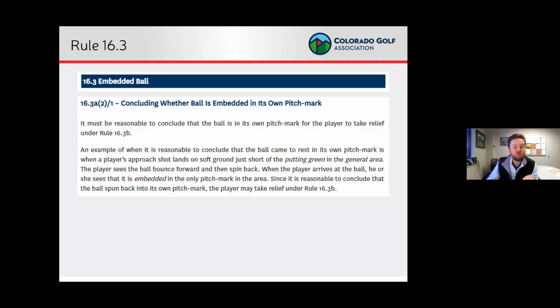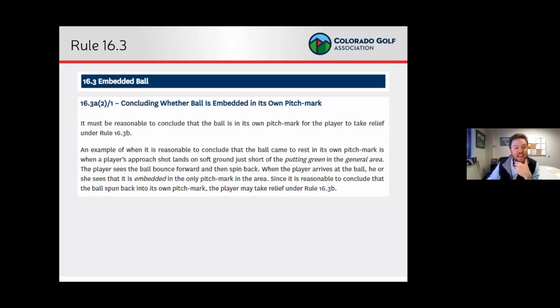An example of when it is reasonable to conclude that the ball is in its own pitch mark is when a player's approach shot lands on soft ground just short of the putting green in the general area. The player sees the ball bounce forward and then spin right back, and we'll call it 100 yards away.